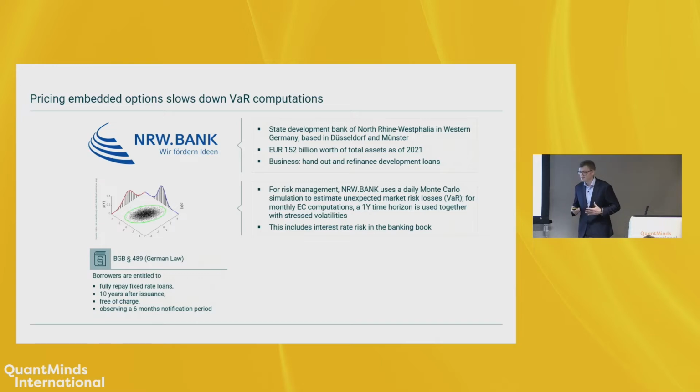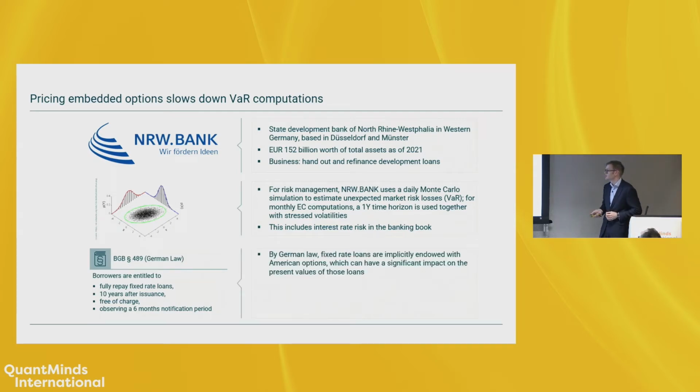So now, why are loans interesting? Because by German law, fixed rate loans have embedded optionality. So after 10 years, with a notification period of 6 months, the borrower has the American option to exit the loan at no cost. And that has a significant pricing impact and significant risk impact, as we shall see. So these American options need to be priced in VAR.